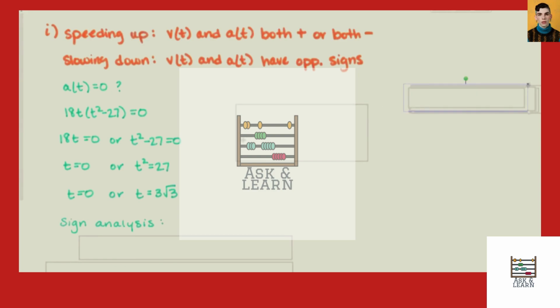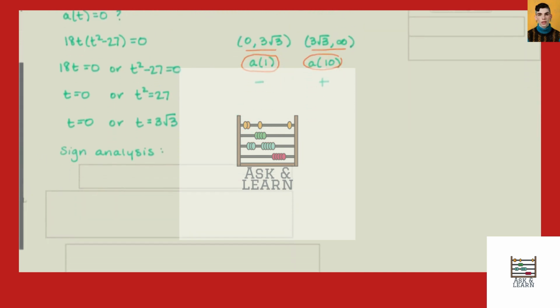Okay, so what we're going to do once we know the times that the acceleration is equal to 0 is break the number line down, and we're going to find the acceleration between time 0 and time 3 square root 3, and we'll find the acceleration between time 3 square root 3 and infinity. So what I did was I plugged in a number into the acceleration. I plugged in a number that was in the first interval. We had already plugged in a 1, so that's convenient, and it turned out negative. And then I took 10, a number that was in the second interval, put it into the acceleration, and I got a positive. So now let's bring that information together with the information from the velocity.